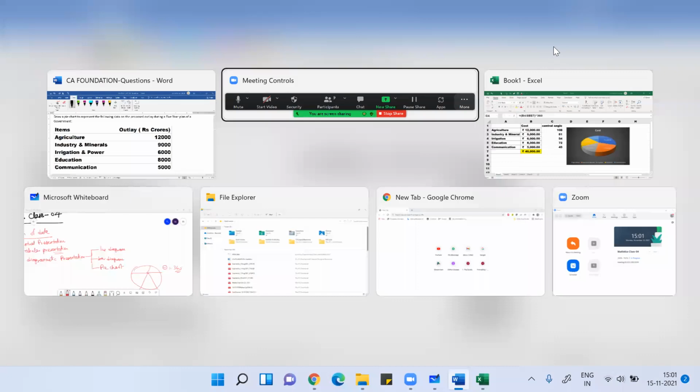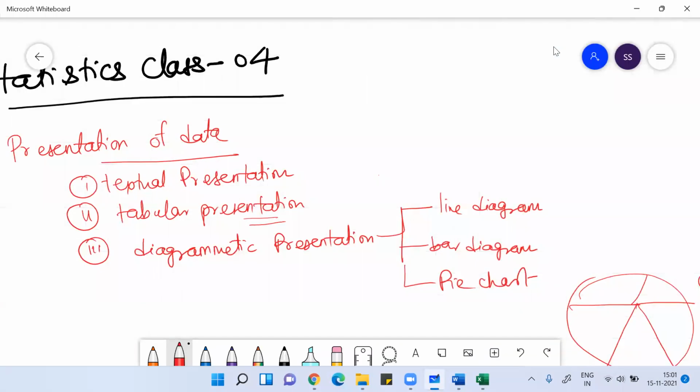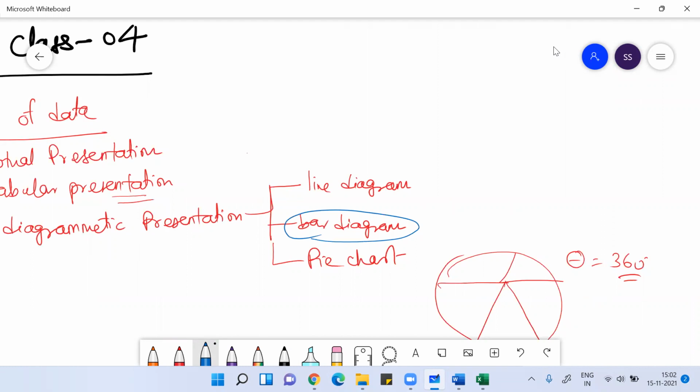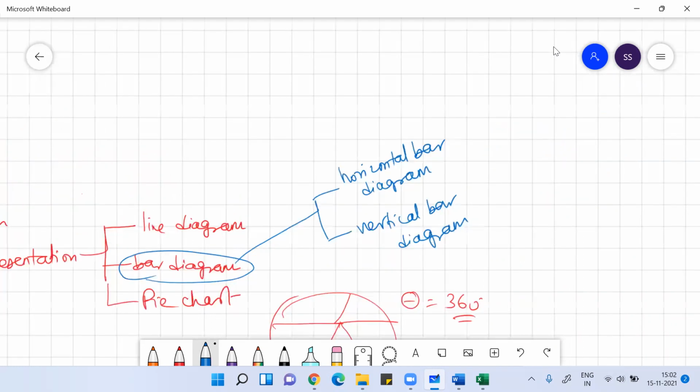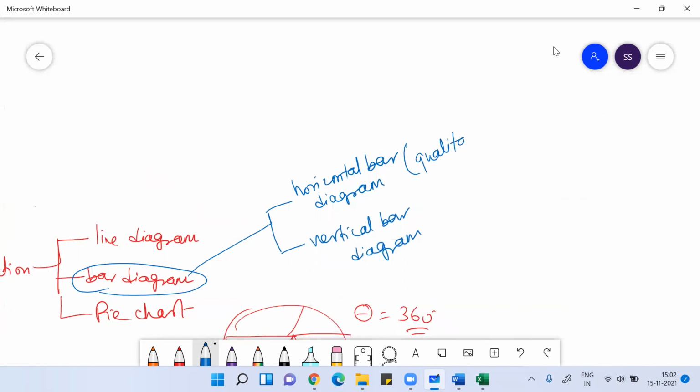Pie chart altogether plays a very significant role whenever we talk about diagrammatic presentation of data. After a pie chart, we sometimes use bar diagrams also. Mainly we can use two kinds of bar diagram: horizontal bar diagram or vertical bar diagram. We generally use horizontal bar diagram for qualitative data, and vertical bar diagram for quantitative data.